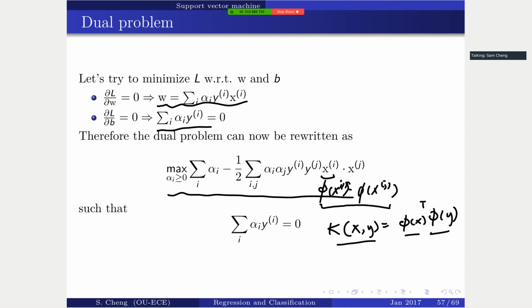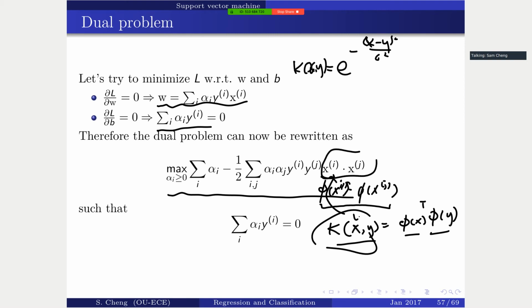An example, like we mentioned last time, can be a Gaussian kernel, like K(x,y) equals e to the minus (x minus y) squared over sigma squared, for example, right? Then you just have this K(x,y) replace this term, K(xi, xj) basically replaces this place here. Then you can just solve for alpha i j as before.